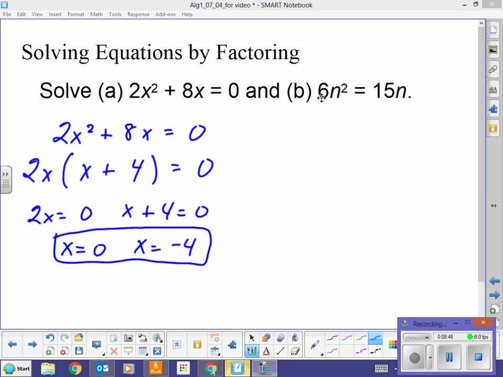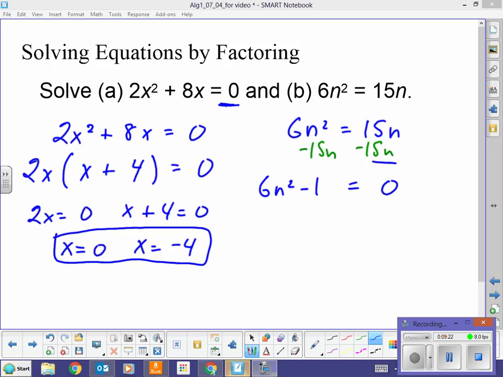For the second example, 6n squared equals 15n, I have to set one side equal to 0. Okay, all the examples so far had one side equal to 0, but in order to use the zero product property, I have to clear everything out of one side. So I'm going to subtract 15n from both sides. And that's going to leave me 0 on the right, and then 6n squared minus 15n on the left.